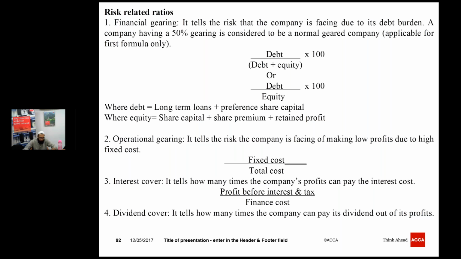Then comes the gearing ratios. Now what is the gearing ratio? Financial gearing. There are two ways to measure financial gearing. First formula, second formula. From both the formulas, what do we actually measure? We measure the burden of debt. So, my dear management accountants, financial gearing measures the debt burden of the organization, that is, how much percent the company is relying on its debts. Got it, everyone?